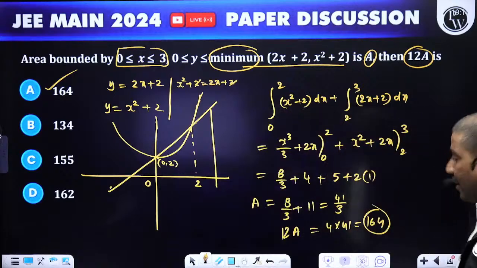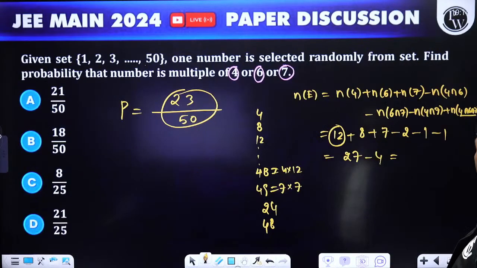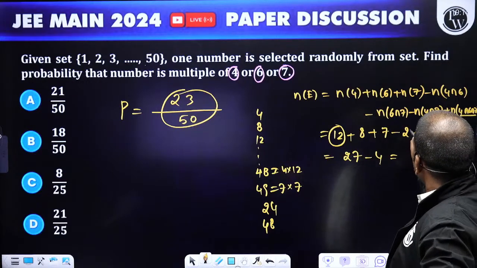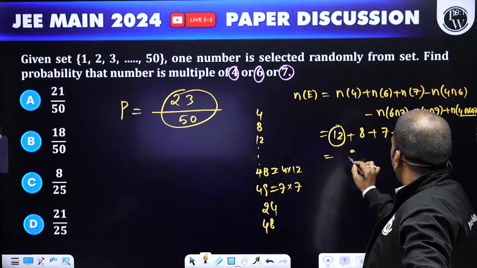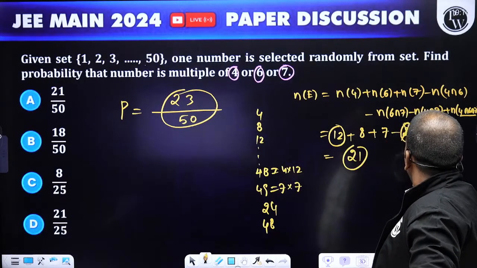Correct? Yes. So here we made a mistake. Once you check this value, this is what you will get, the 21. This is 4.